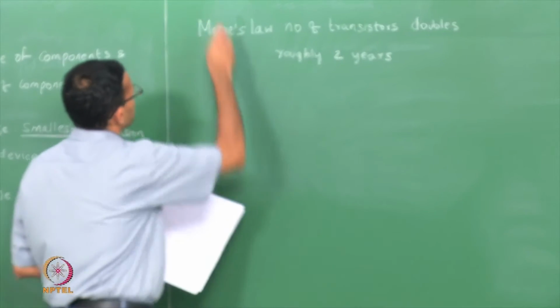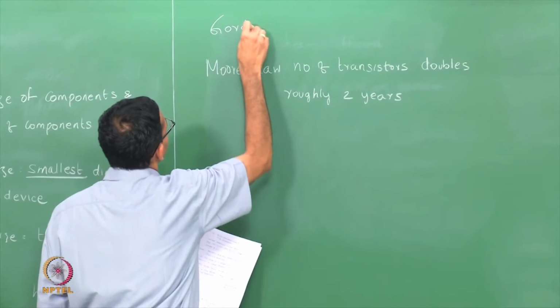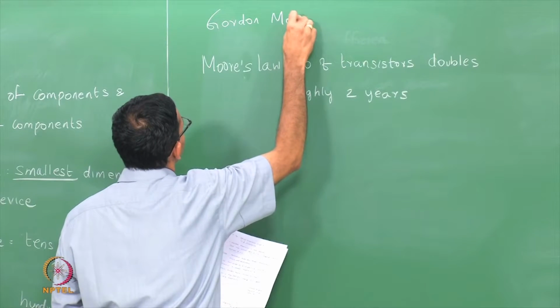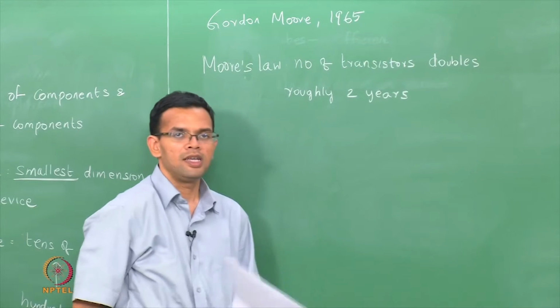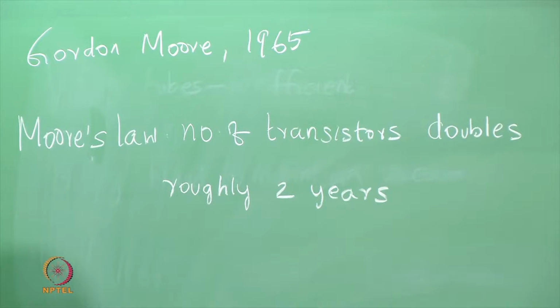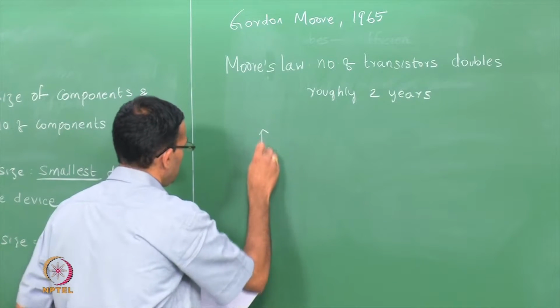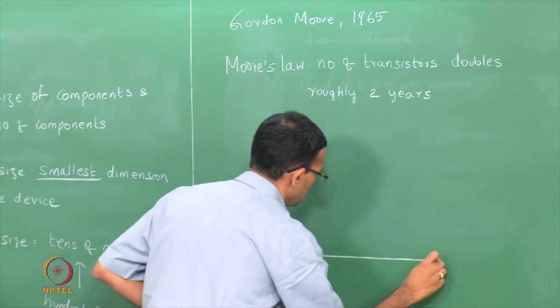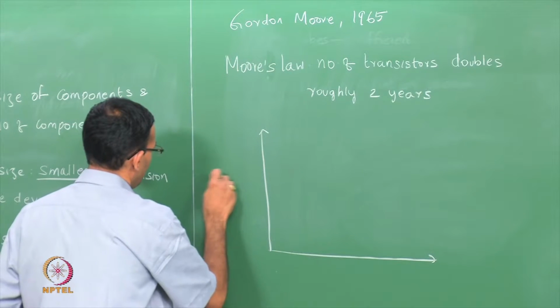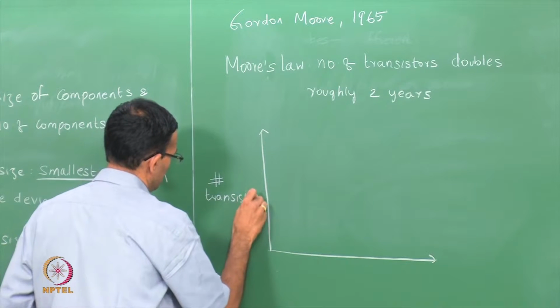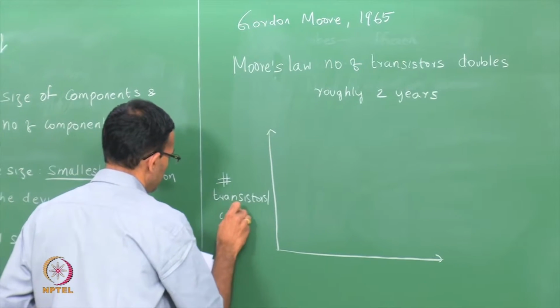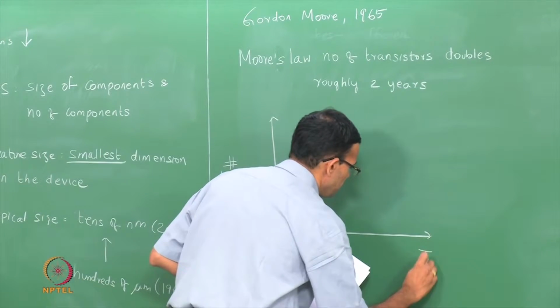So this was proposed by Gordon Moore in 1965 when the IC industry was just starting up, and remarkably Moore's law has held for the past 50 years. If you look at the number of transistors per centimeter square, so let me plot the number of transistors per unit area, so per centimeter square versus time.